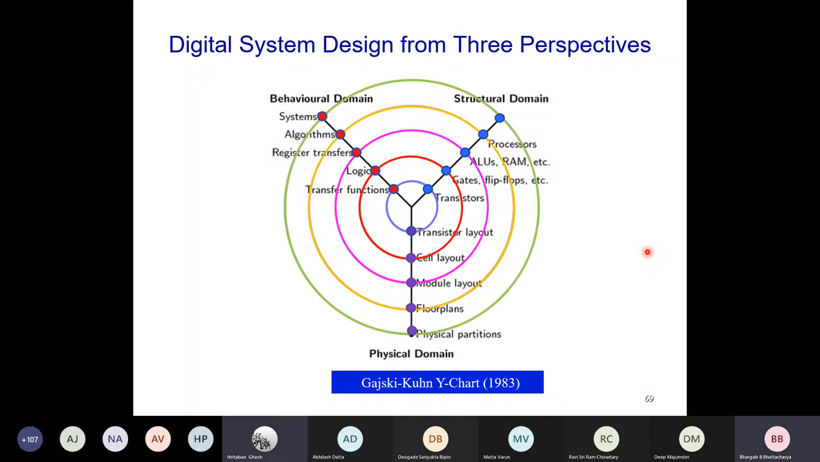Yes. This is the famous Gajski-Kuhn Y chart, very old, 1983. And these three directions, behavioral domain, structural domain, and physical domain, refer to three subjects or three topics. So could you please tell me what these topics would be? Structural domain, behavioral domain, and physical domain. I mean, these domains are studied as three different topics in computer science.